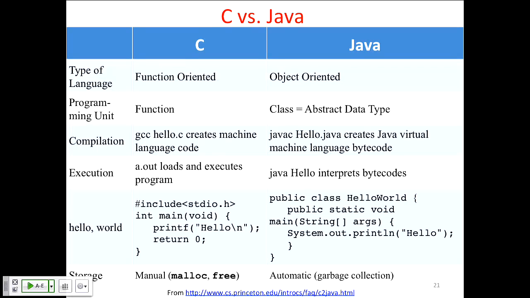So C is a function-oriented language. It's based around functions, so it's not really an object-oriented language in any way. C++, the follow-on, is kind of the object-oriented version of C, but C itself is just based around functions. Whereas Java, as you know, is object-oriented. So the unit of programming in C is a function. You work a function at a time to build up your program, whereas in Java, you'd be working in classes and abstract data types.